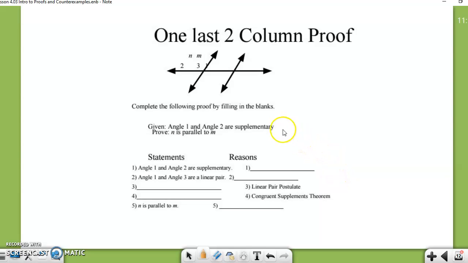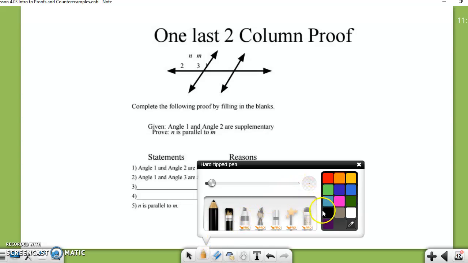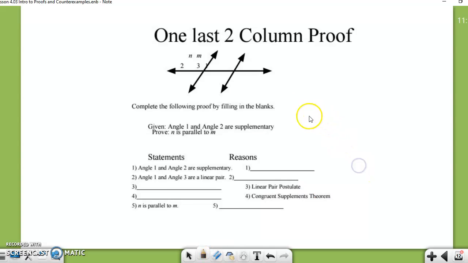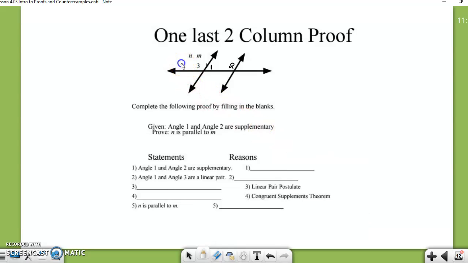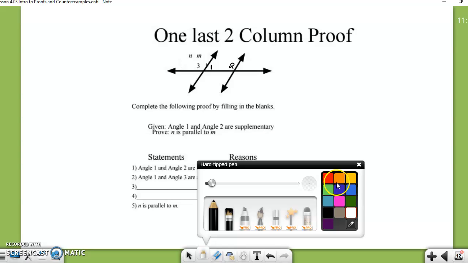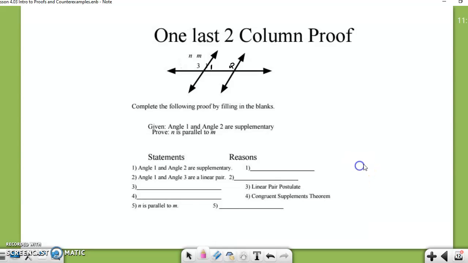Okay, let's take a look at this one. Now these numbers, let's fix these quickly. This is not a good setup. I'm going to put angle 2 here, angle 1 here. We're going to leave angle 3 there. Just get rid of my little angle 2 right here. Okay, now we're having to prove that n is parallel to m. This is where we're going to use a converse or a counterexample.